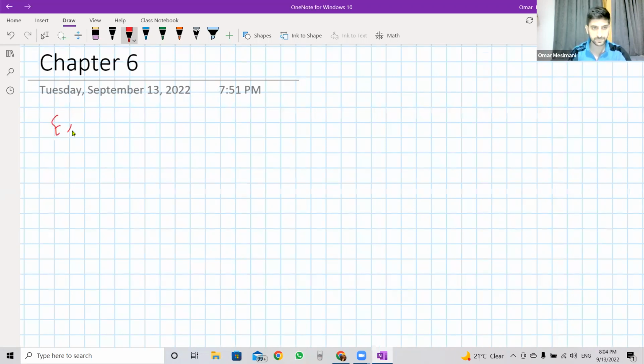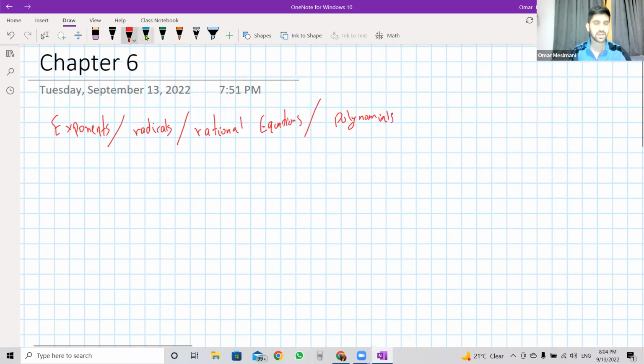Exponents, Radicals, Rational Equations, Polynomials, and many others. Okay. All right, I'm going to start one by one. I'll start with the exponents.